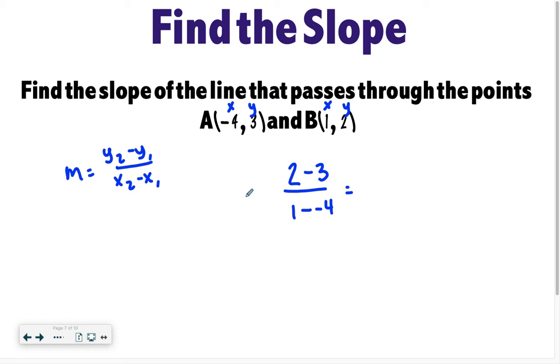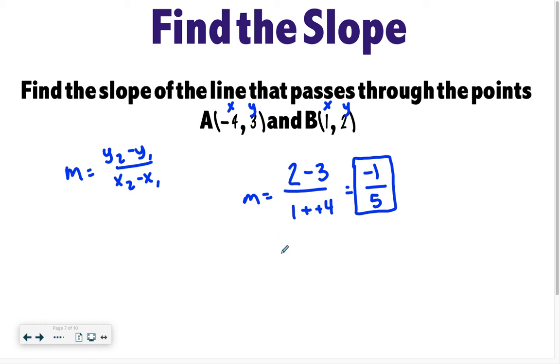on bottom. So 2 minus 3 is -1. 1 minus a negative, that becomes a plus. 1 plus 4 is 5. So my slope is -1 over 5. And since the negative's only on the top, that means there's no negative on the bottom for it to cancel for, so this is my final answer.